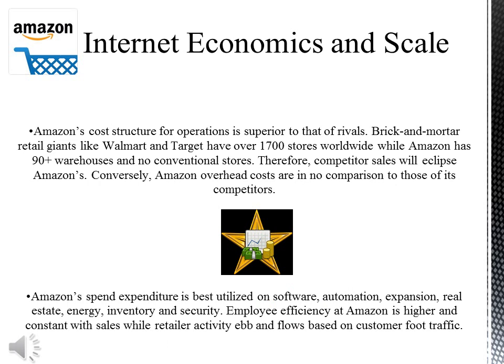Amazon's cost structure for operations is superior to that of rivals. Brick-and-mortar retail giants like Walmart and Target each have over 1,700 stores worldwide, while Amazon has 90-plus warehouses and no conventional stores. Therefore, competitors' sales will eclipse Amazon's. Conversely, Amazon's overhead costs are in no comparison to those of its competitors. Amazon's spend is best utilized on software, automation, expansion, real estate, energy, inventory, and security.